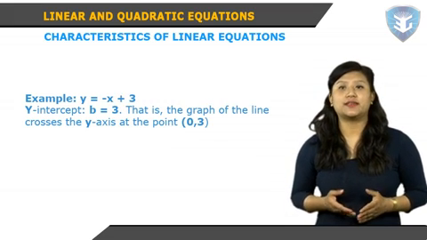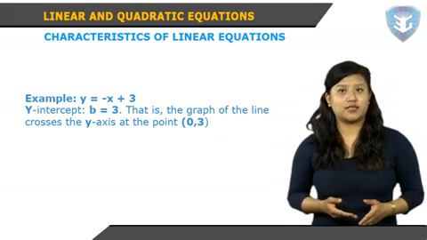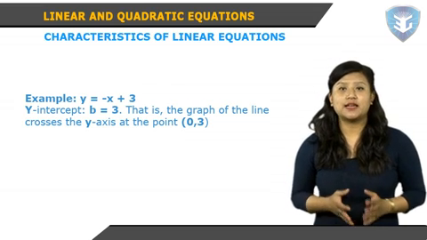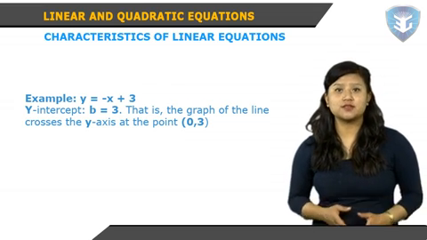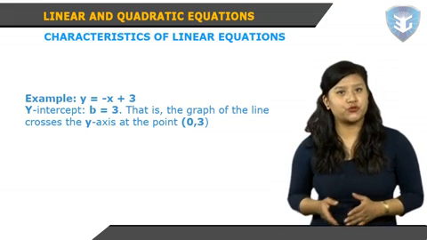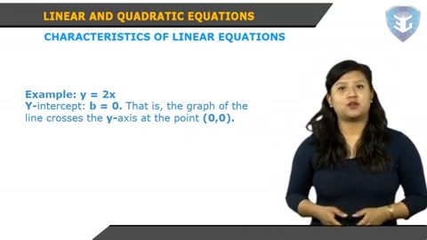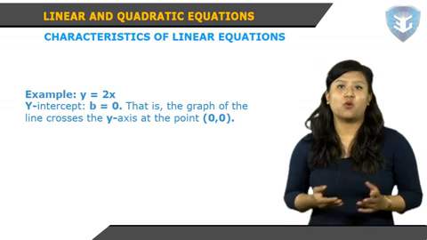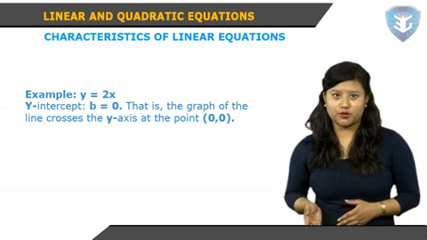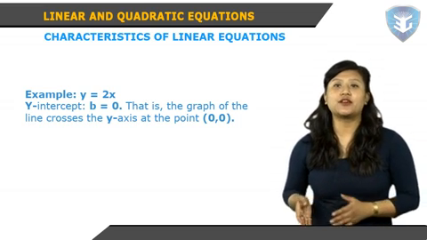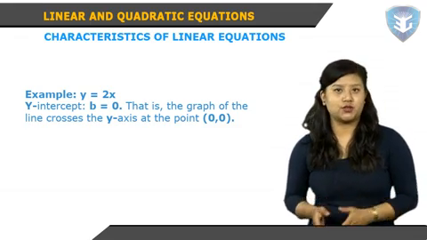Let us look at an example. y equals minus x plus 3. The y-intercept b equals 3. That is, the graph of the line crosses the y-axis at the point (0, 3). Let's look at another example. y equals 2x. The y-intercept b equals 0. That is, the graph of the line crosses the y-axis at the point (0, 0).